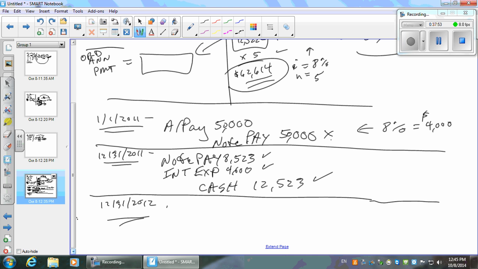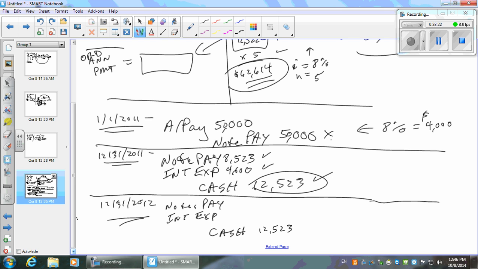Well, I'm going to debit notes payable again. Everybody going to agree with that one? Because part of it's going to be paying off the note payable. I'm going to debit interest expense again. Everybody agree with that? Because some of it's interest expense, and I'm going to credit cash. I do know one of these pretty easily. Which one? The cash, because the payment is always $12,523, isn't it? What do I need to know in order to know how much is reducing the note payable? What interest expense is? What's interest expense going to be?